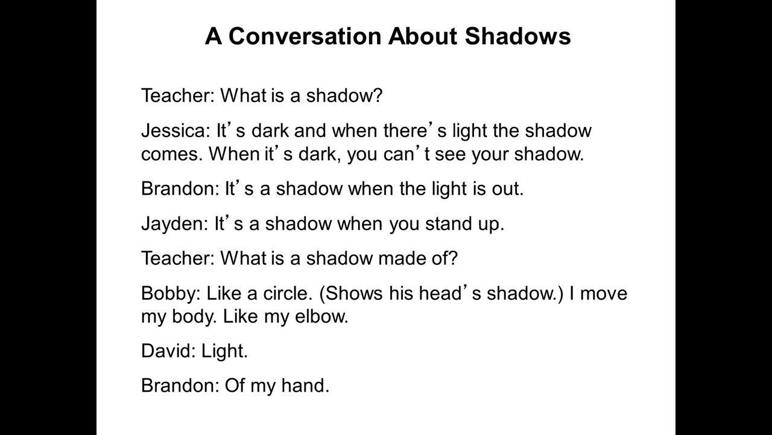So this was a dialogue that a teacher had gathered during an experience when the children were exploring light and shadow. And the teacher said, "What is a shadow?" "Jessica, it's dark, and when there's light, the shadow comes. When it's dark, you can't see your shadow." "Brandon, it's a shadow when the light is out." "Jaden, it's a shadow when you stand up." And then the teacher returned to the children, and she asked, "Well, what is the shadow made of?" And Bobby said, "Like a circle," and he shows his head's shadow. "I move my body like my elbow." David said, "Light," and Brandon said, "Of my hand."